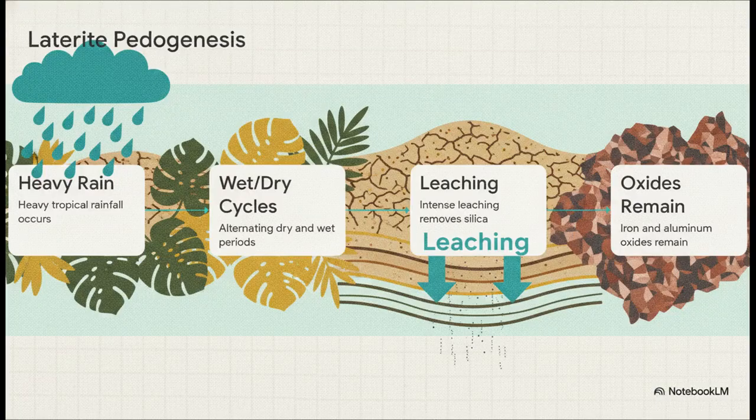Now for laterite soil. We're going to break down its pedogenesis into specific steps, heavily emphasizing one totally non-negotiable keyword here: leaching. So laterite forms in areas with heavy tropical rainfall and alternating dry and wet periods. This extreme weather causes intense leaching. Basically, the heavy rains literally wash the silica and soluble nutrients deep down into the ground, and it leaves only this hard and fertile crust of iron and aluminum oxides behind on top.